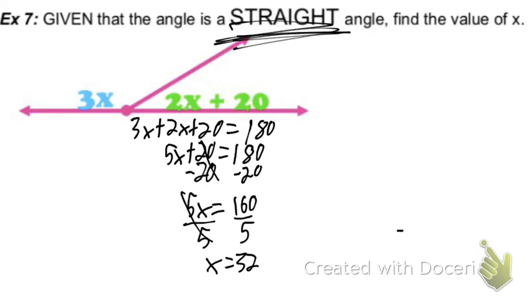Okay, x is 32. Does that mean an angle is 32 degrees? No, x is 32. We could plug it in and find it, right? Now, what were we asked to do? Find the value of x. So are we done? Yeah. Could we continue on to check our work? Sure, we could, but Ray doesn't want to because he's lazy right now.